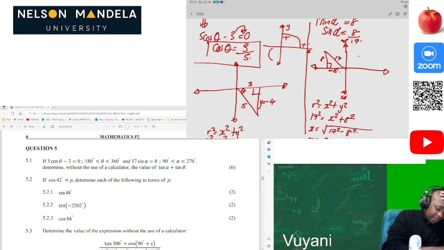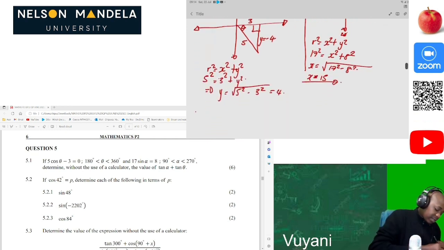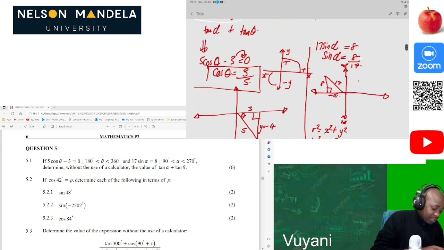This side now is negative x, and this is the negative y. So it's so important to be able to depict that according to your Cartesian plane. Now everything is easy for us. The question was saying what is tan of alpha plus tan of theta. Okay, of course, that's already easy for us.